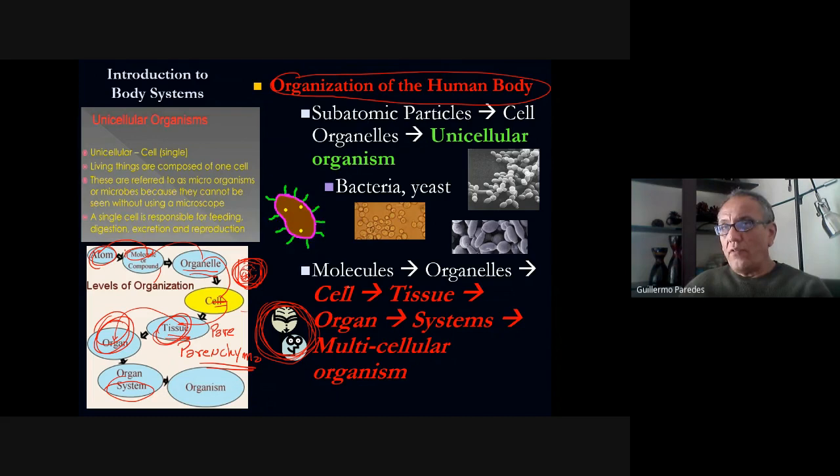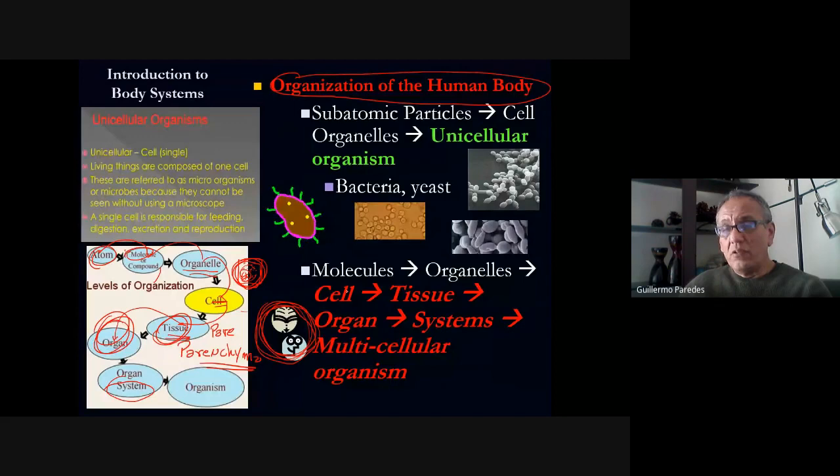For example, the urinary system. The urinary system is a group of organs, composed of the kidneys, the ureters, the urinary bladder and the urethra. All of these are different shapes, different structures, different organs. So a group of organs together for the same function are going to be a system.